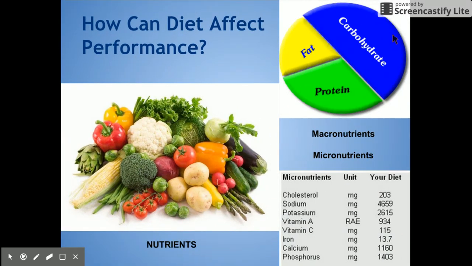So let's try and answer this first essential question on how diet can affect performance. This is where we're really going to start focusing on macro versus micronutrients. So first, what's a nutrient? A nutrient is a substance that's needed for growth, metabolism, and general bodily functions. And we break those into macro and micronutrients.